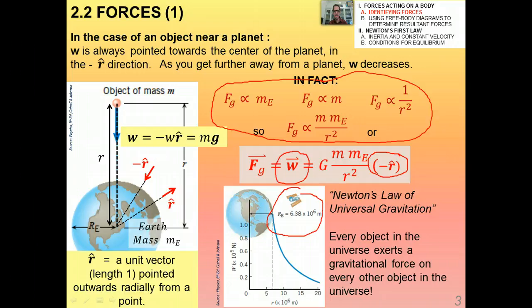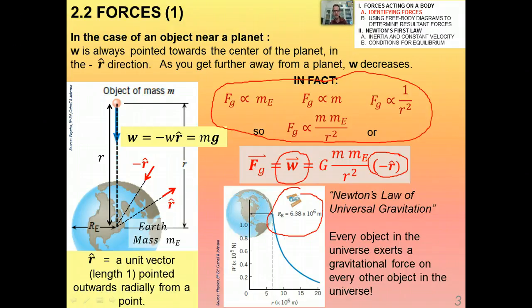Now, what this means is that every object in the universe exerts a gravitational force on every other object in the universe. We simplify this and we generally say that weight is a statement of Newton's law of universal gravitation, but really, when we think of weight, we think of the force of gravity on us, on my mass, for example, relative to the Earth, because the Earth is so much more massive than me.